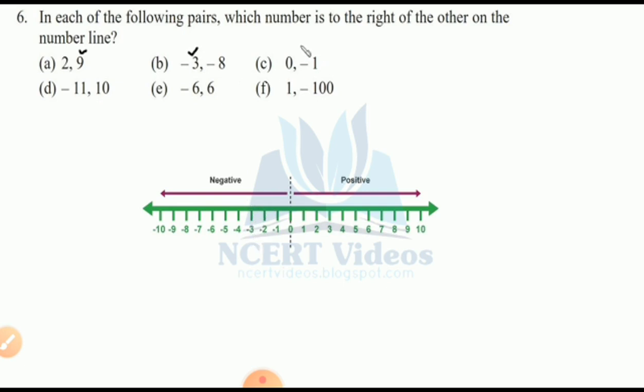Correct. 2 and 9. 2 is lying here and 9 is lying on that side. Which is on the right side? 9 is on the right side. Same way, -3 and -8. -3 is on the right of -8. 0 is on the right of -1. 10 is right of -11. 6 is right of -6. And last but not least, if -100 is on the left side and 1 is a positive integer, that means 1 is on the right of -100. So tick on 1.